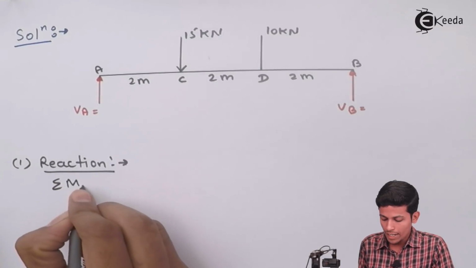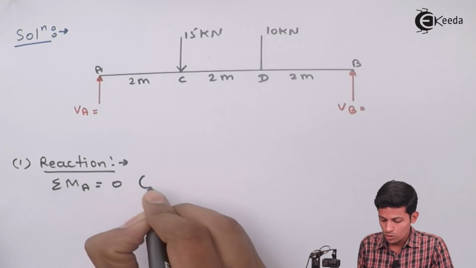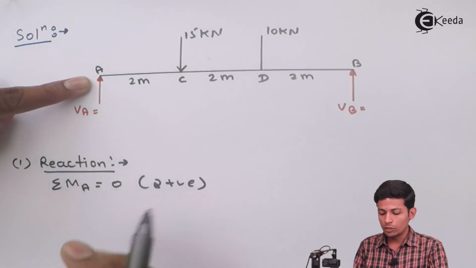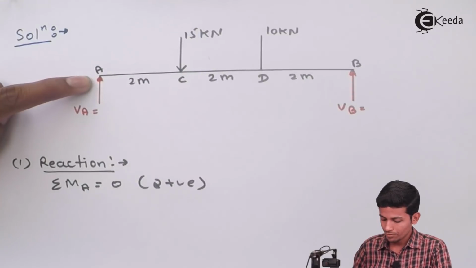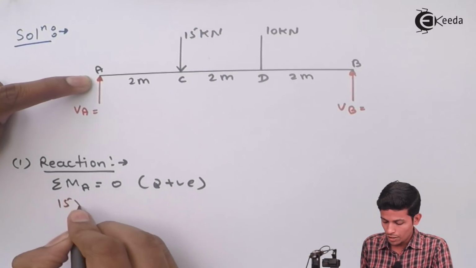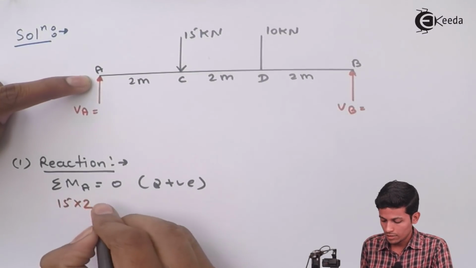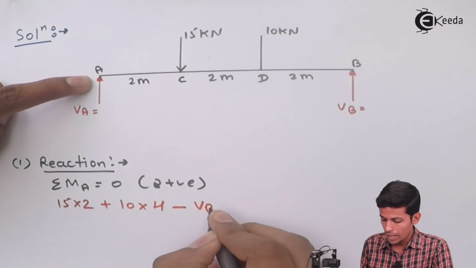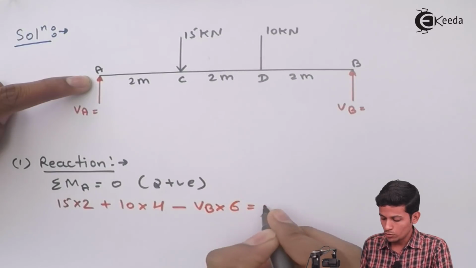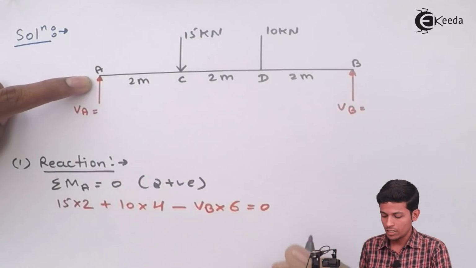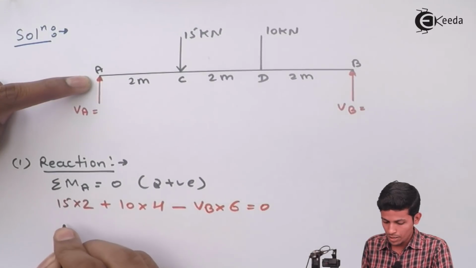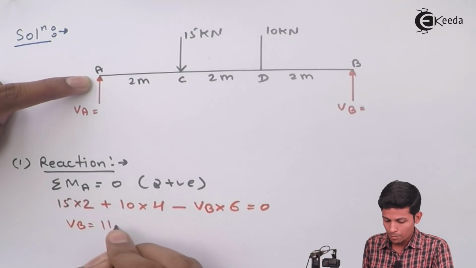Taking moment at A equal to 0, clockwise positive. We have to take moment at A, so 15 into 2 plus 10 into 4 minus VB into 6 equal to 0. So VB into this distance, 6. Now while solving this you get the value of VB. Your VB will be 11.67 kilonewton.